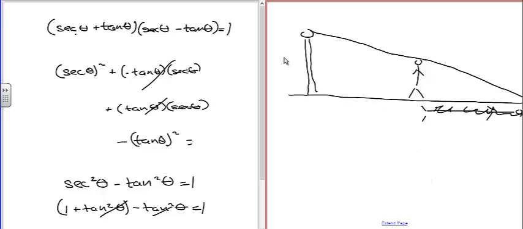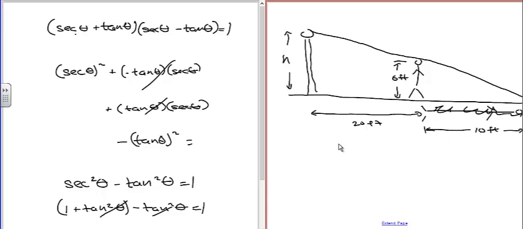And the question is, what is the height of the lamppost? If the person is 6 feet tall, and the distance from the lamppost to the person is 20 feet, and the distance from the person to the shadow is 10 feet. So the question is, what is the height? And there's two ways you can do this. You can do it using similar triangles.